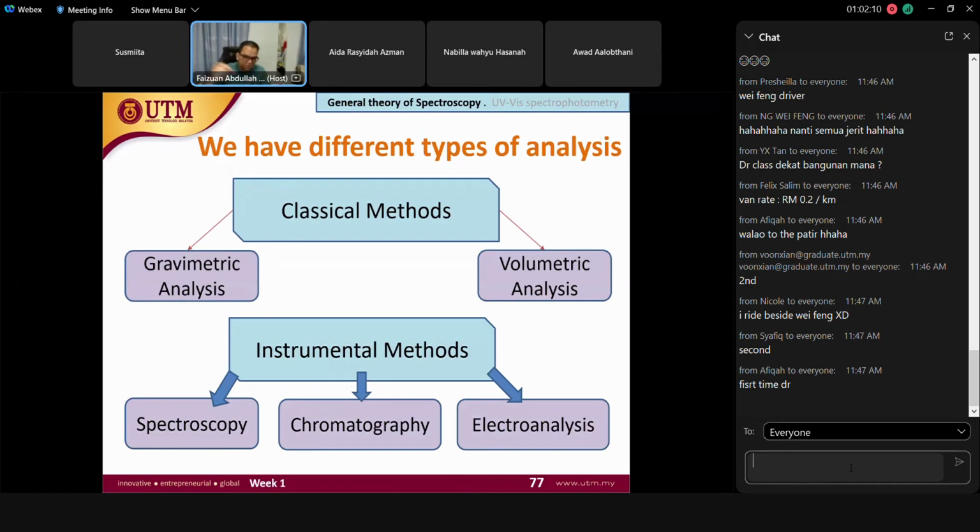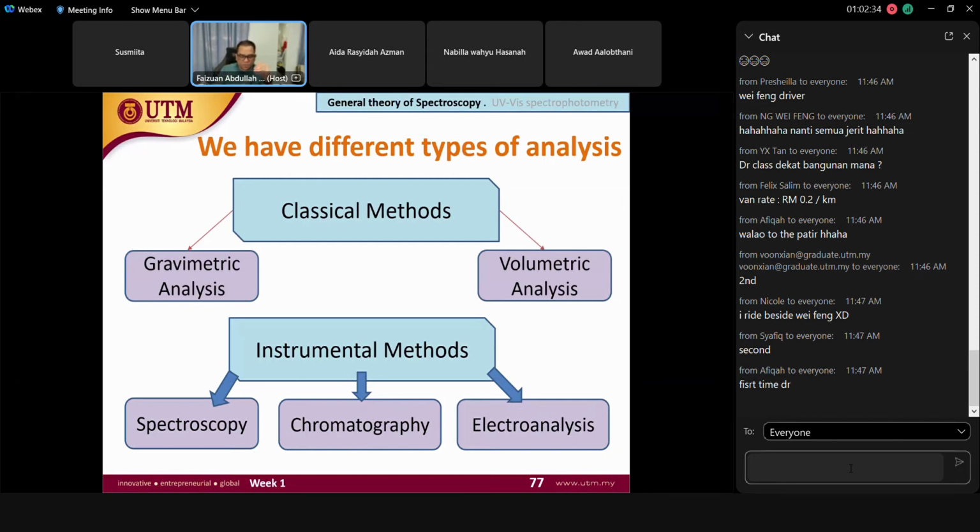Like I said, we have classical methods that need tedious lab work. We need to mix all the chemicals, measure the weight, and do titration very carefully. If we make a mistake during the titration, we need to do it again. That is volumetric analysis. That is a classical method, right? But now we have instrumental methods involving the spectroscopy technique that we're going to learn today.